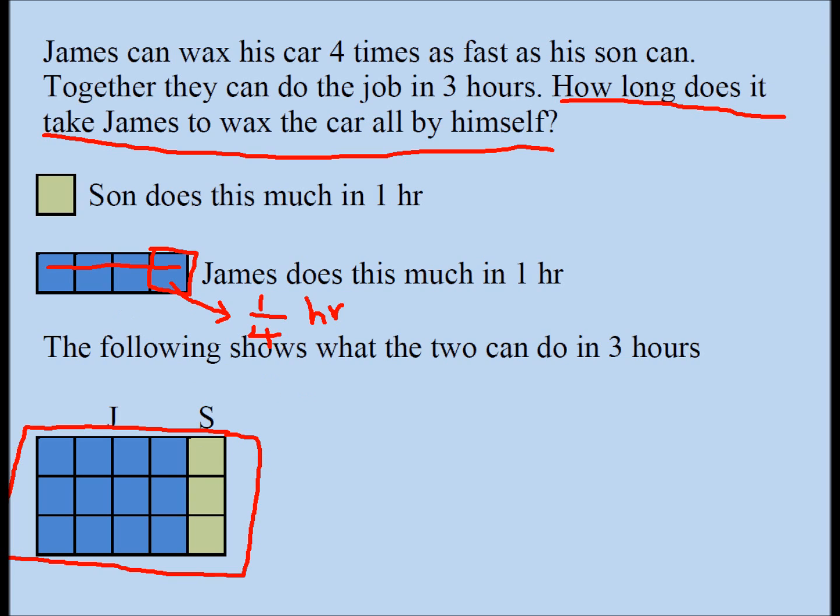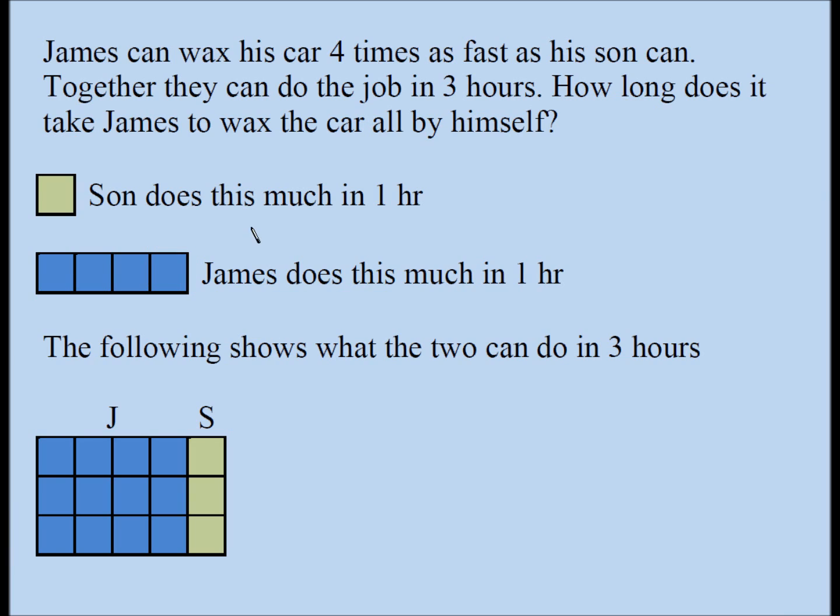Now pretend James is doing everything on his own. I'm going to erase everything from the board except for the typed up writing. Now James is working on the whole thing on his own. His son is unavailable. I want to know how long it would take him to finish the job. This will take him 1 hour. This will take him 1 hour. This will take him 1 hour. He will certainly take 3 hours.